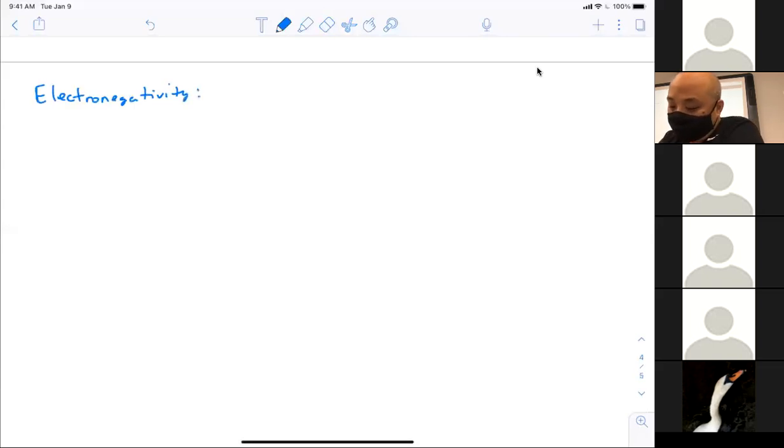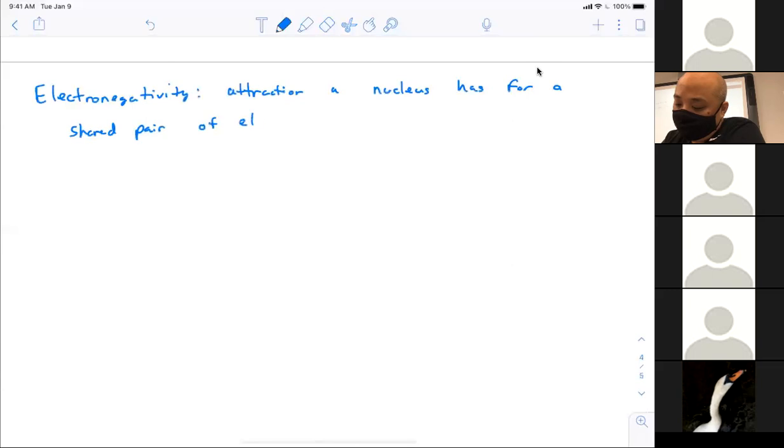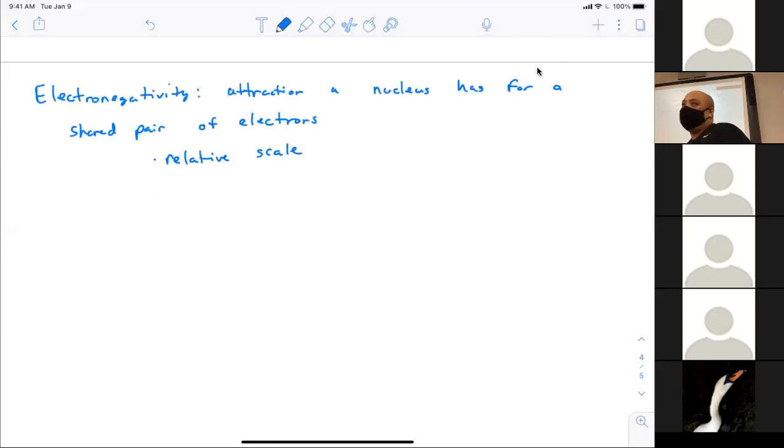Electronegativity is the attraction a nucleus has for a shared pair of electrons. It is a relative scale, so it's not an actual number like ionization energy is. It's a relative scale to compare between elements relative to, I believe, hydrogen. So it goes from like 0.7 to 4.